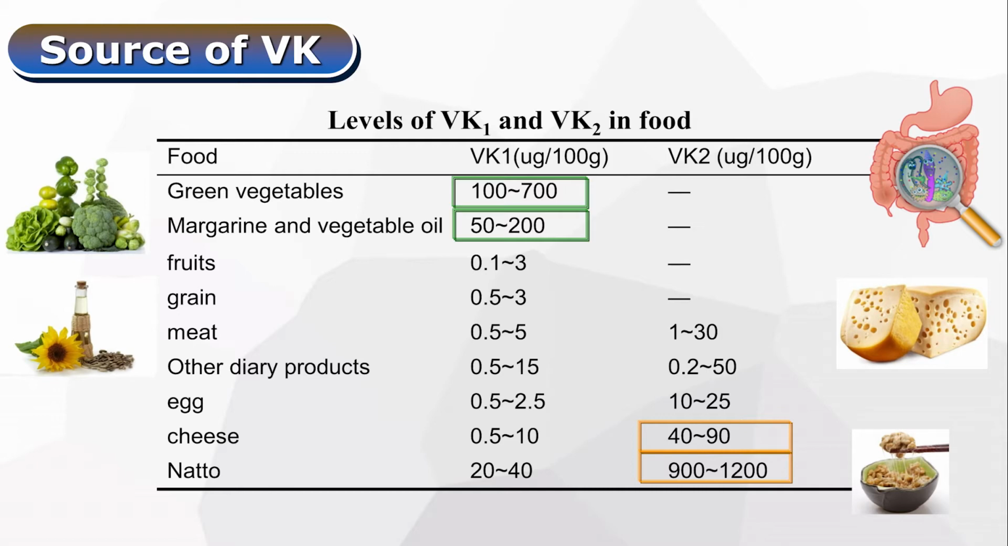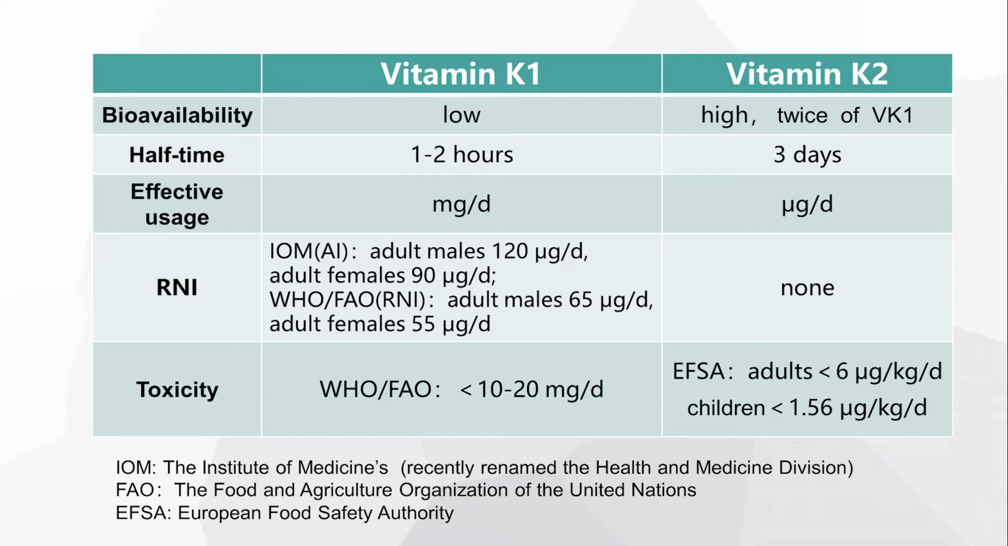Additionally, vitamin K1 and vitamin K2 are found in different food sources. Vitamin K1 is mainly found in green vegetables and vegetable oils, while vitamin K2 is primarily synthesized endogenously by intestinal bacteria. The latter is also found in certain fermented foods, such as natto and cheese. Also, vitamin K2 has a higher bioavailability and a longer half-life when compared to vitamin K1.